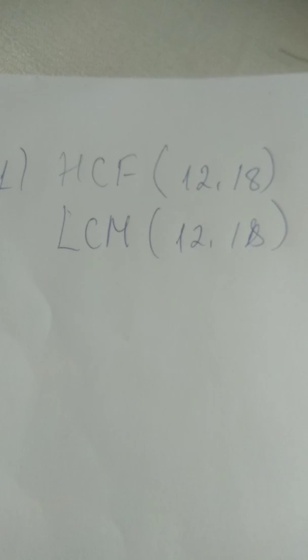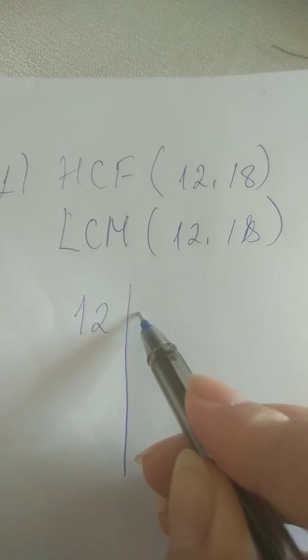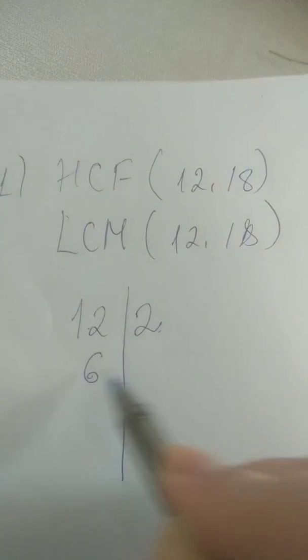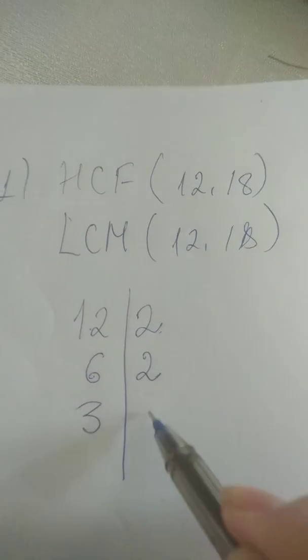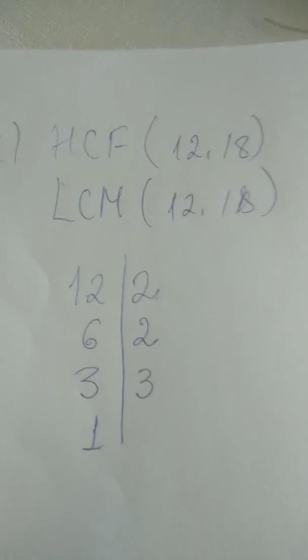Okay, the first one is we should find the HCF of 12 and 18 and the LCM of 12 and 18. So how can we find it? Firstly, we should write all the factors of 12 and 18, the prime factors. 12 divided by 2, we should start with the small number, which is 2. 12 over 2, 6 times. 6 over 2, 3 times. And 3 over 3, 1 times. When you get 1, you should stop.